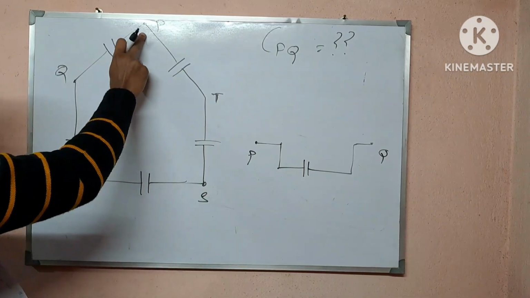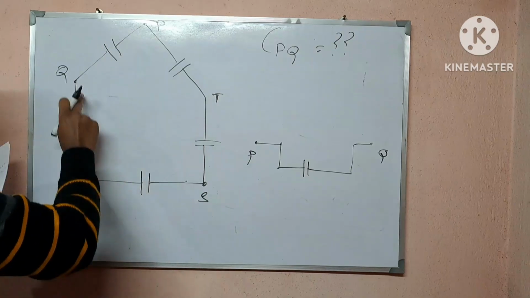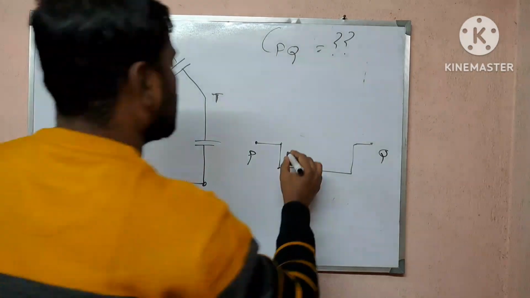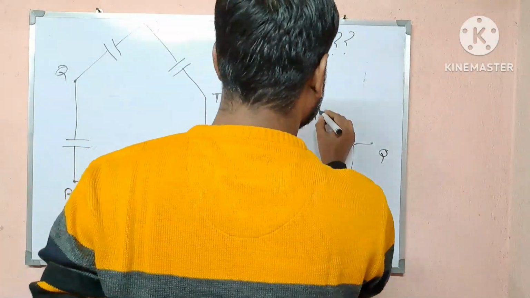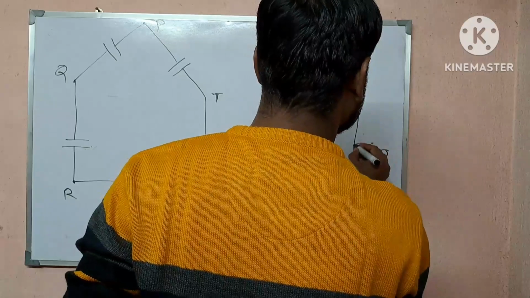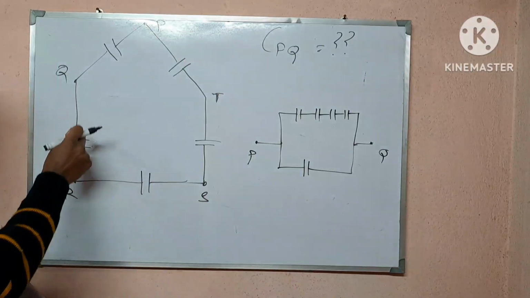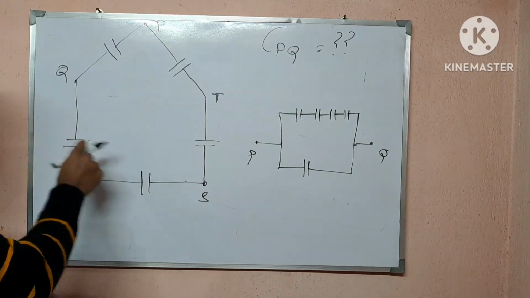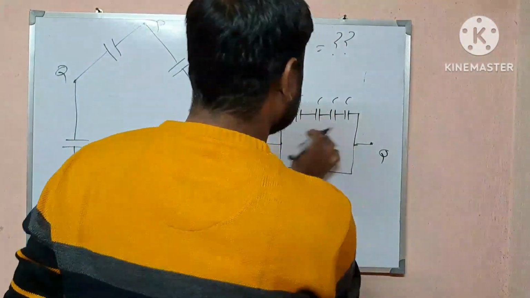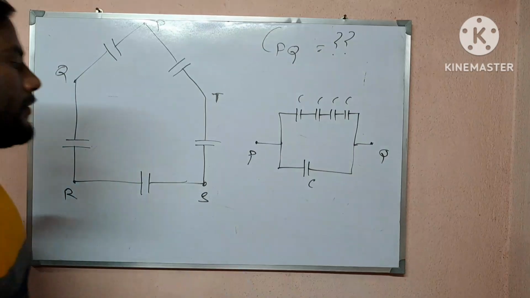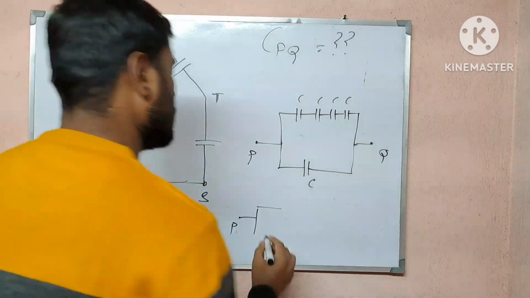And let's see another way. 1, 2, 3, 4. We can also go from P to Q in this way. So from P to Q directly connected, and from P to Q we can also go by these 4 capacitors. So what will be the value? Now all of these values are C. These 4 capacitors are connected in series. So what will be the value?